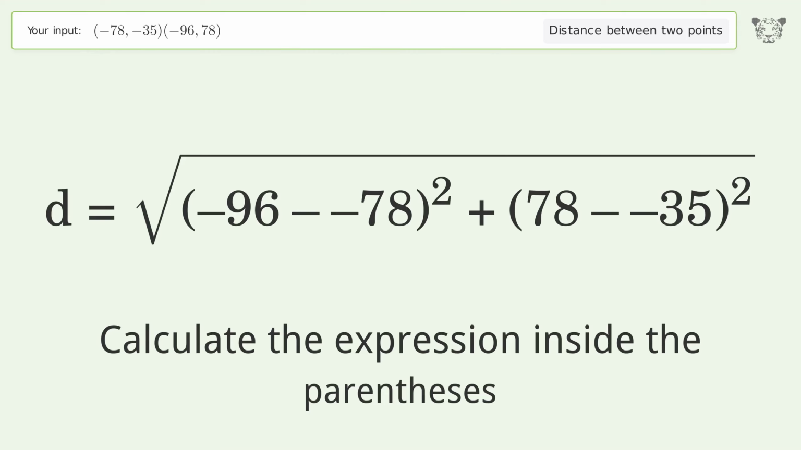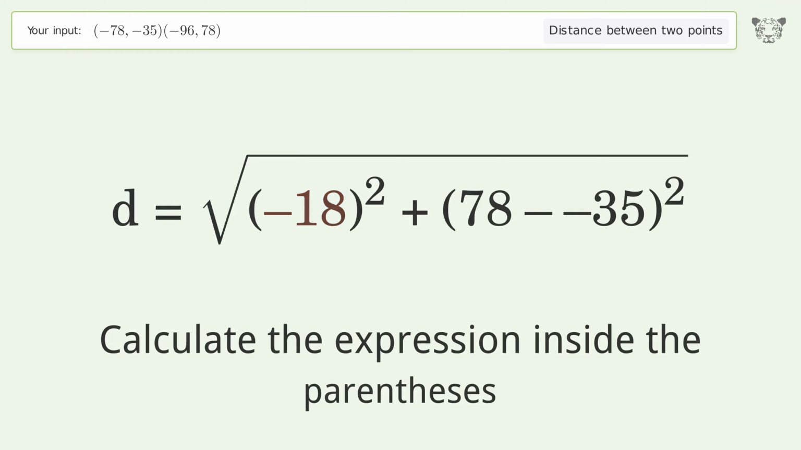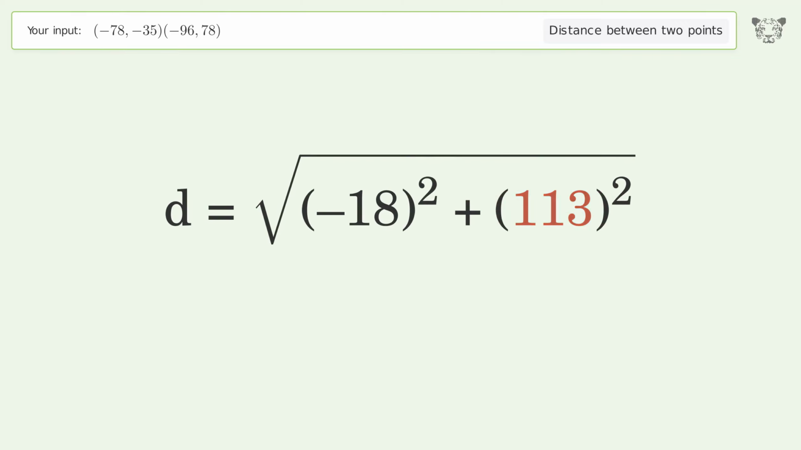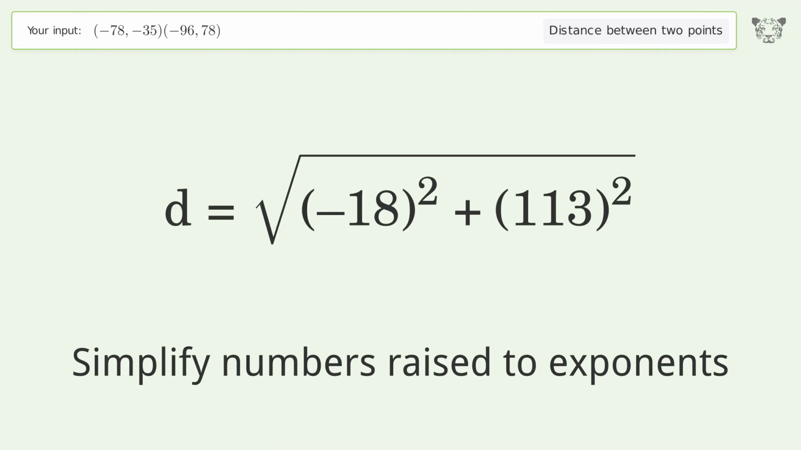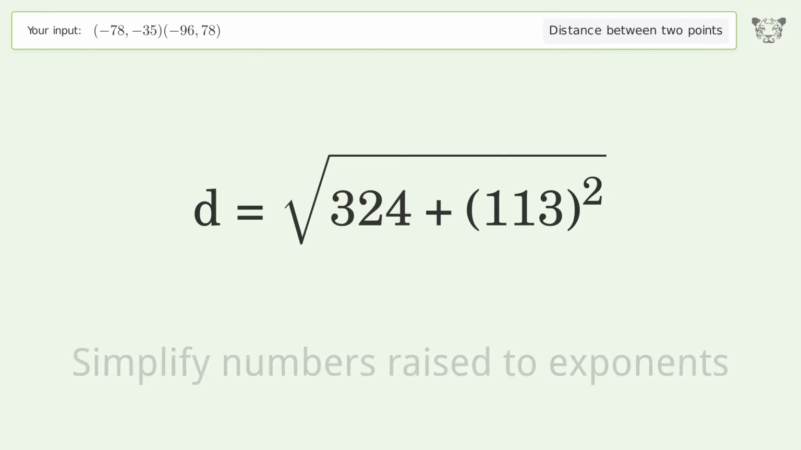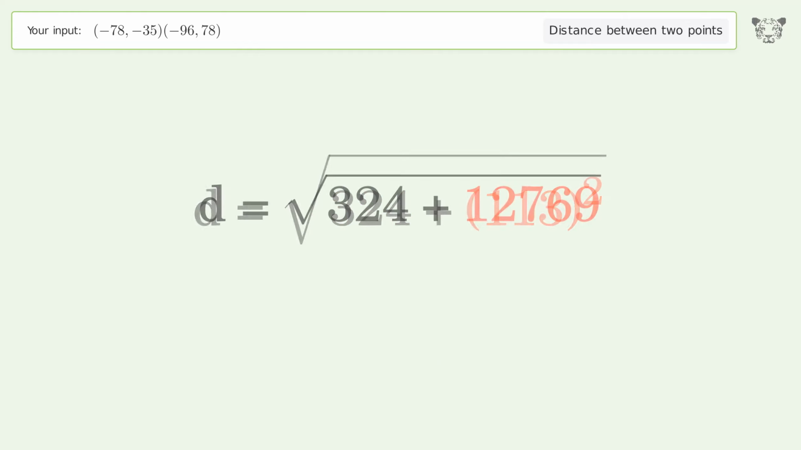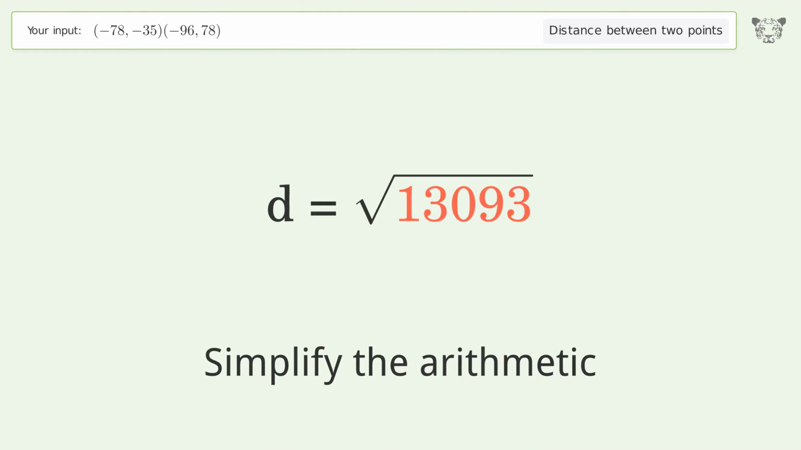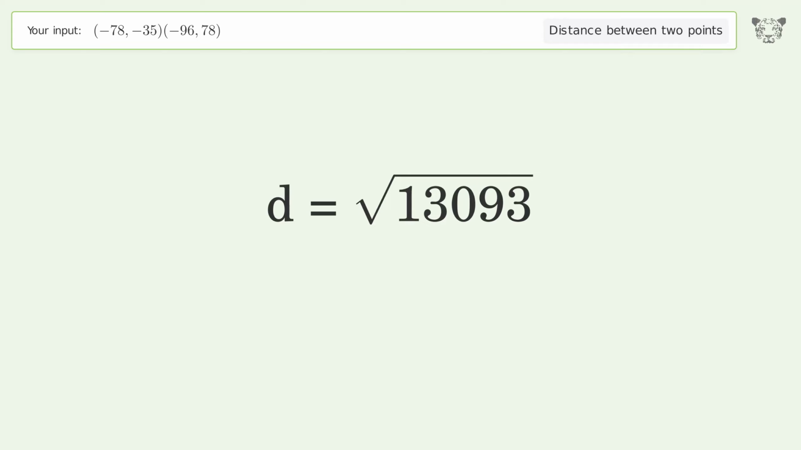Calculate the expression inside the parentheses. Simplify numbers raised to exponents. Simplify the arithmetic. And so the distance between the 2 points is the square root of 13,093, or 114.425.